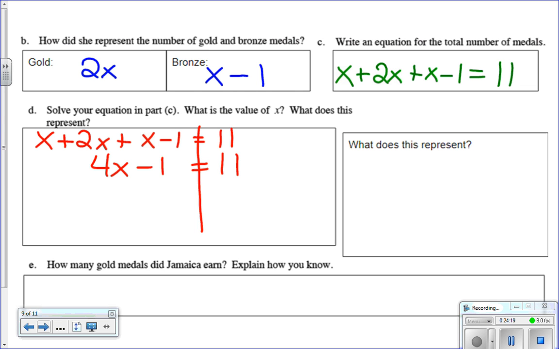So Jake, I need to get rid of this minus 1. How do I get rid of the minus 1? Plus 1. So I'm going to add 1 here, draw my circle. So I get 4x equals 12. Okay, what's my next step going to be?